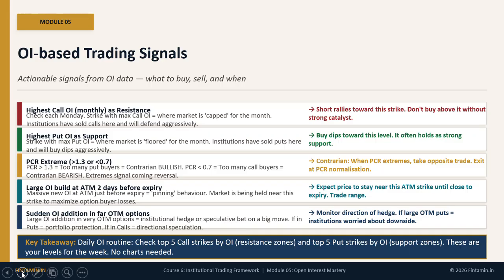Now the expiry day mechanics. Max Pain, pin risk and how to trade them. We will learn about all this in the next module, that is module number 6.